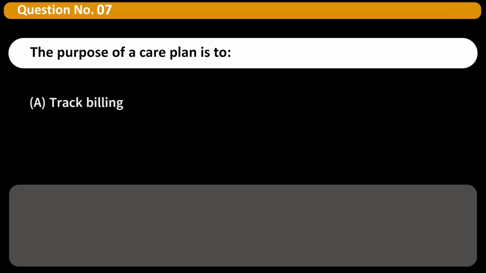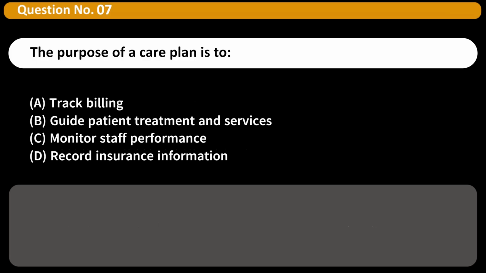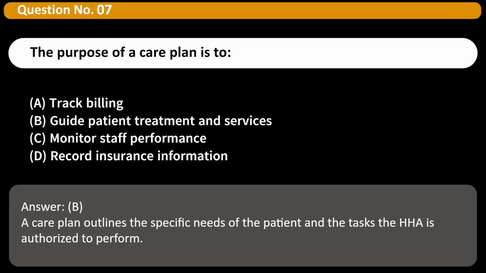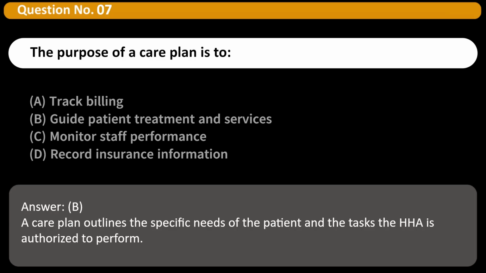The purpose of a care plan is to: A. Track billing. B. Guide patient treatment and services. C. Monitor staff performance. D. Record insurance information. Answer: B. A care plan outlines the specific needs of the patient and the tasks the HHA is authorized to perform.